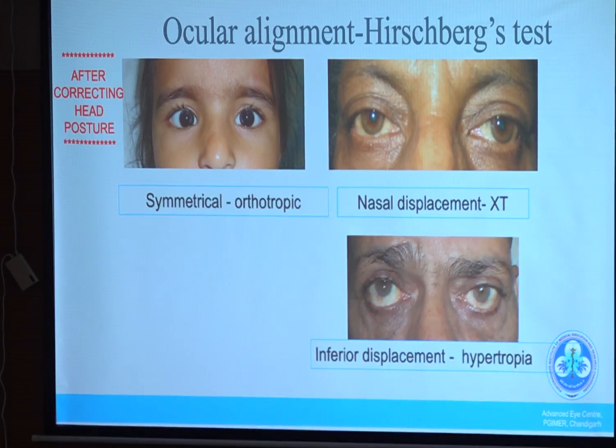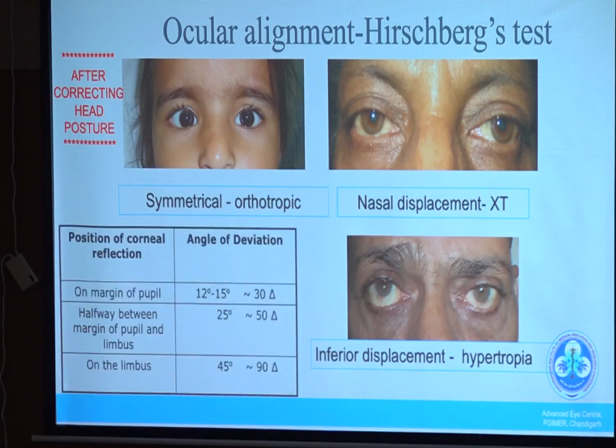Again, remember you have to correct the head posture, and once you know that there is a reflex falling on one side of the pupil, you can actually quantitate it: on the pupillary margin, halfway between the pupil and the limbus, and on the limbus, quantitating to double on the prism bar test. So these, after you have done the Hirschberg.